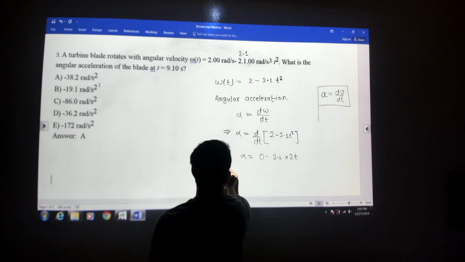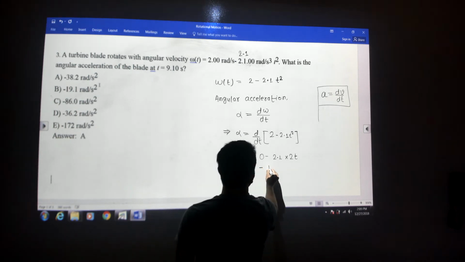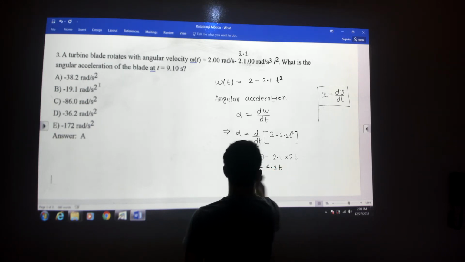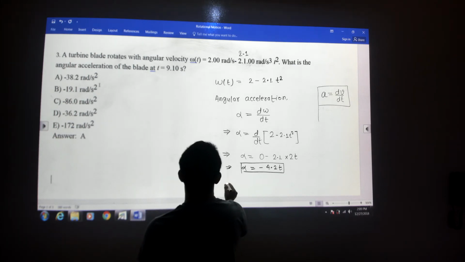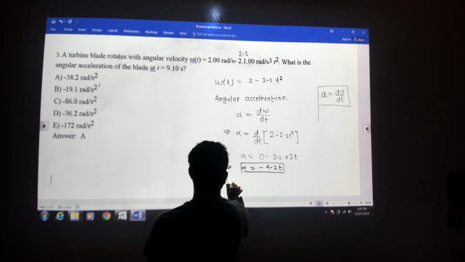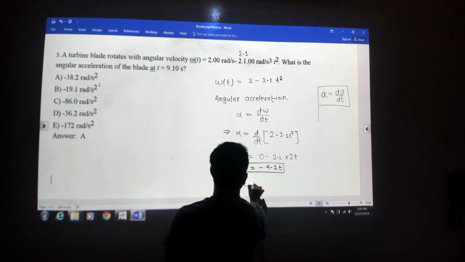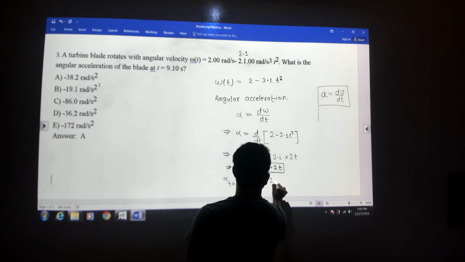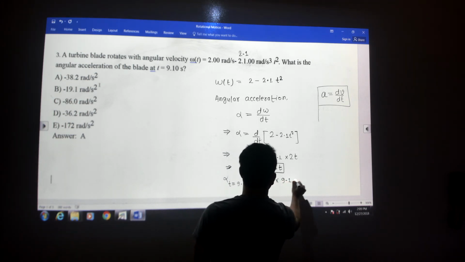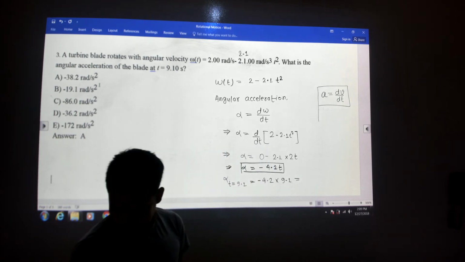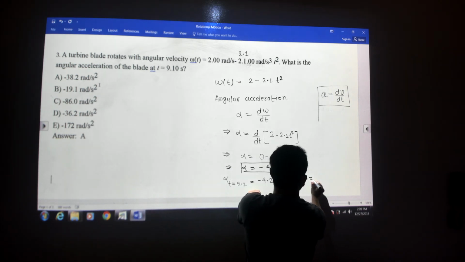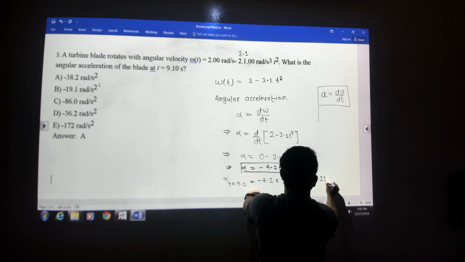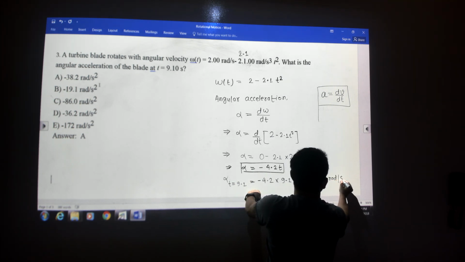So alpha is negative 4.2 times t, and you're asking to find it at time t equals 9.1. So the alpha at time equals 9.1 seconds is minus 4.2 times 9.1. Plug in all the numbers. Once you do your math, this becomes minus 38.22 radian per second squared.